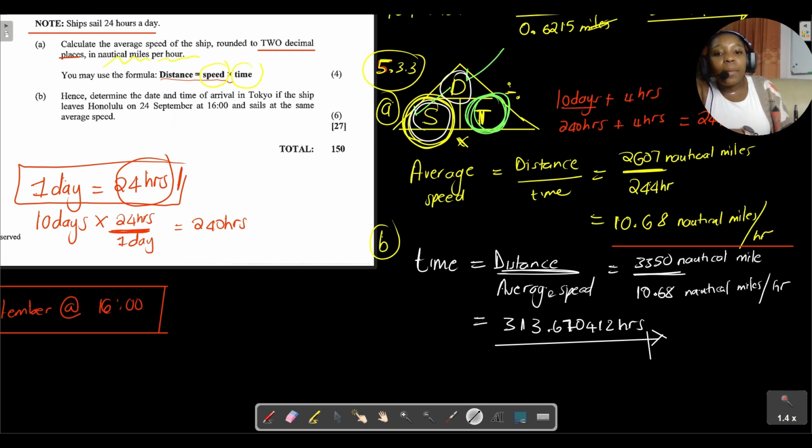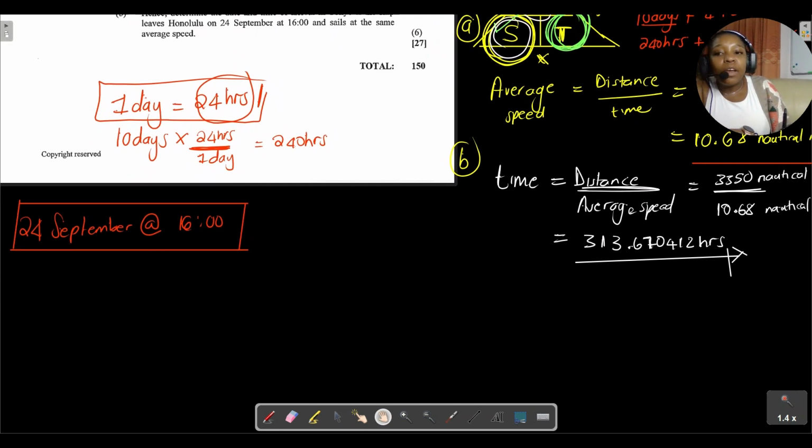But now we want to determine, if we're leaving on the 24th of September, when will we arrive? When will we get to our destination? So we now need to convert these hours into days and hours, and minutes if we have to. How can you convert hours into days? We know that 1 day is equal to 24 hours.